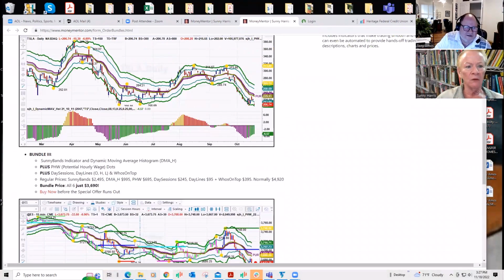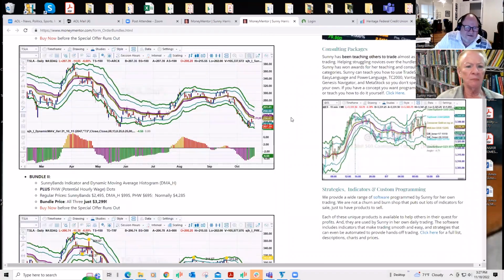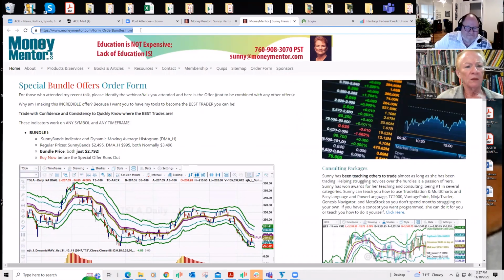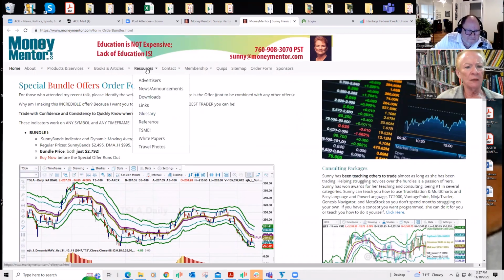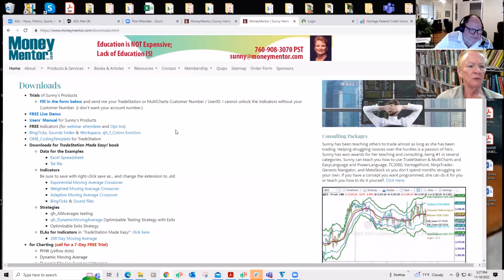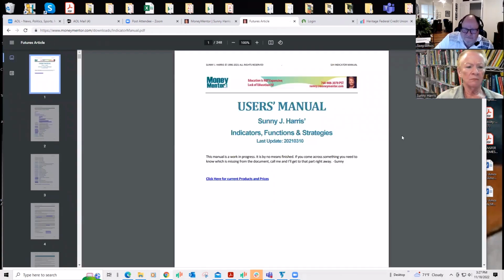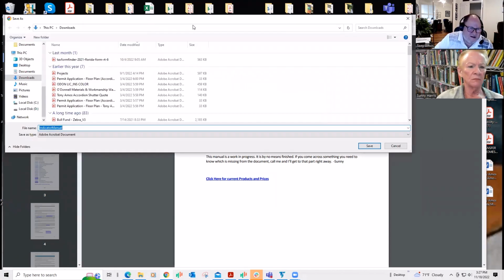All right, go up to the top, where it says resources. Go down to resources, click, and go down to downloads. The third one down says user's manual for Sunny's products. Right here, click it. Then save it to your desktop or downloads, whatever you want to do. I'll put it on my desktop, but I'll give it a name that I'll remember.